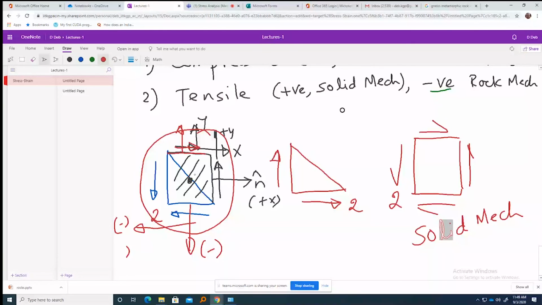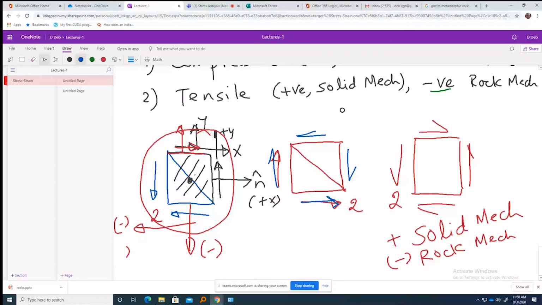In rock mechanics, this is negative. So if you remember this configuration, the other one is very easy. See, this one is just the reverse. This is this direction, this is this direction, this is this, and this is this. So it's just a reverse.